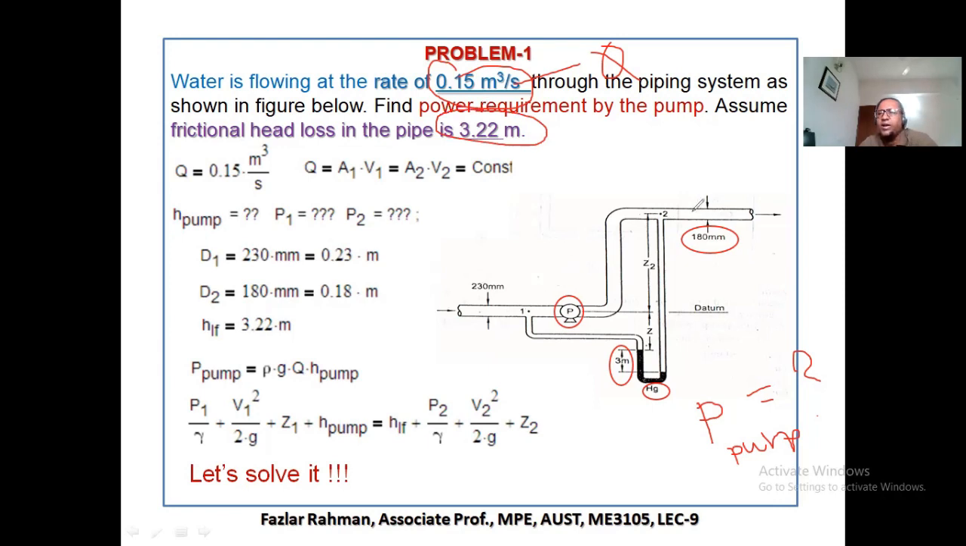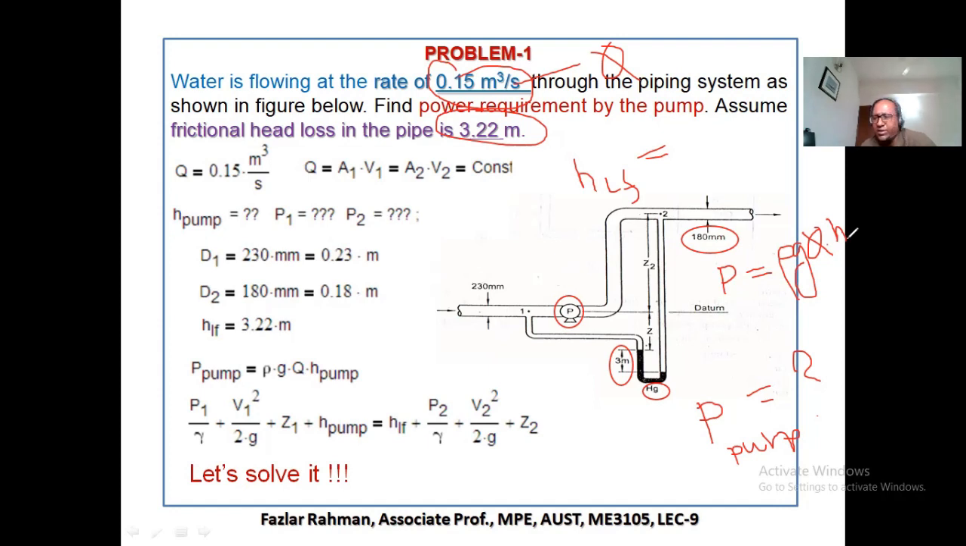So HLF is given. So it's good that we do not need to use that Darcy-Weisbach equation over here because they are already given. Now, how to figure out the power of the pump? What is the formula? Power of the pump P equal to rho G Q into H pump. So if you know head of the pump, you can figure out the pump power. Now, how will we get the head of the pump? Now you see Q is given.